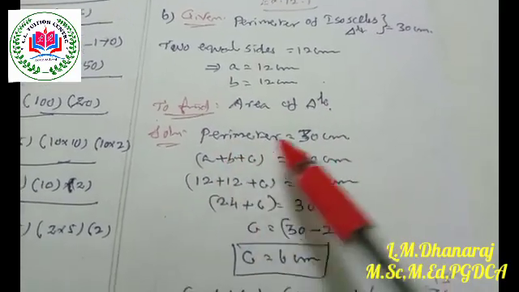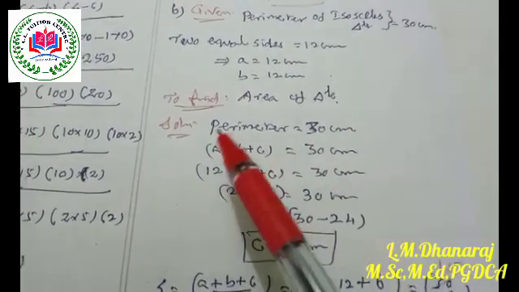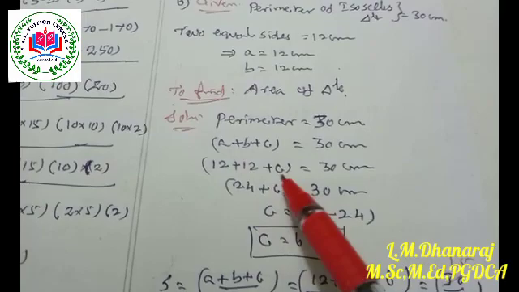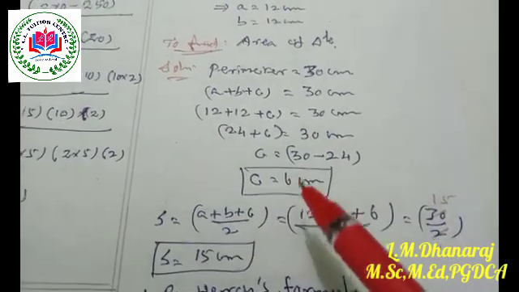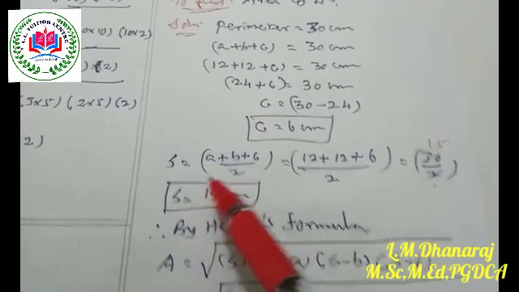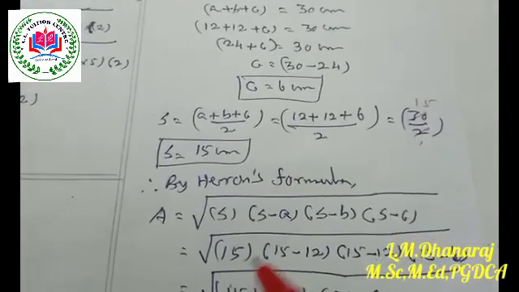First let us consider the perimeter is 30 centimeter, which means A plus B plus C is equal to 30. So A is 12, B is 12, plus C we have to find out. So C is equal to 30 minus 24. We will be getting C is equal to 6. And now we have to find out S. S is equal to A plus B plus C divided by 2, that is perimeter by 2. So we will be getting S is equal to 15 centimeter.